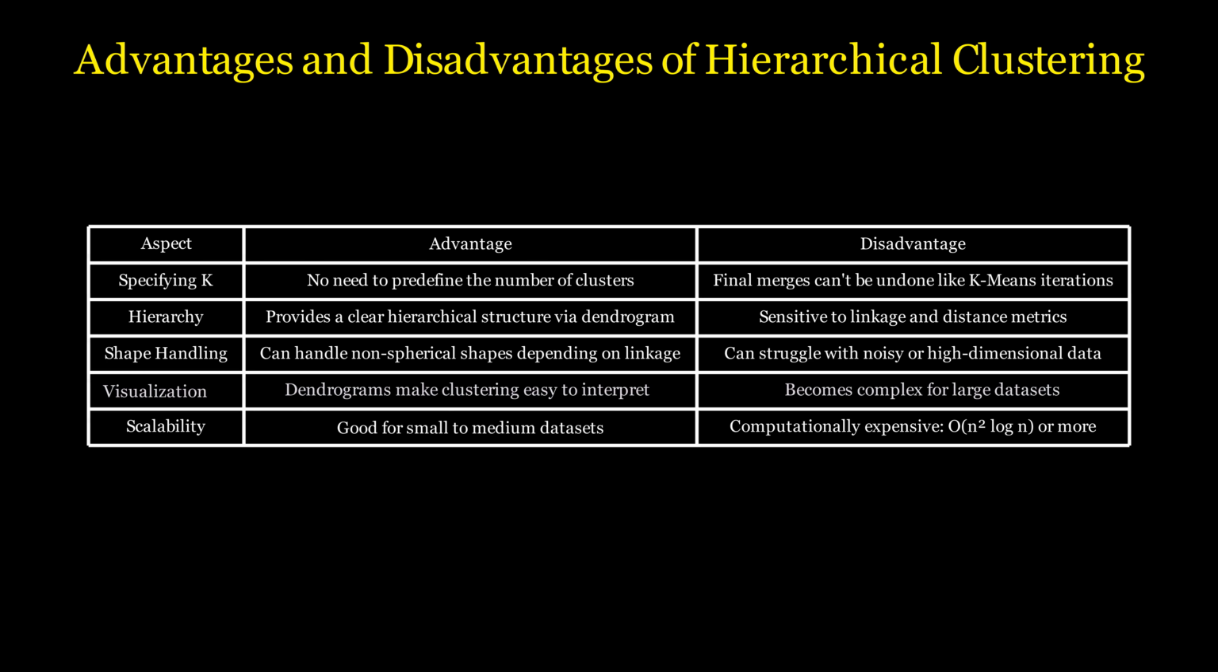Dendrograms offer a visual way to interpret clustering, but interpreting them becomes hard for very large datasets. Hierarchical clustering is great for small datasets, but becomes computationally expensive for large datasets due to its time complexity.